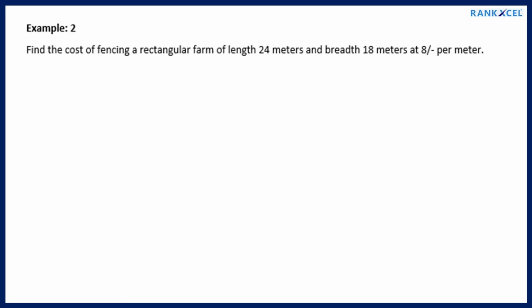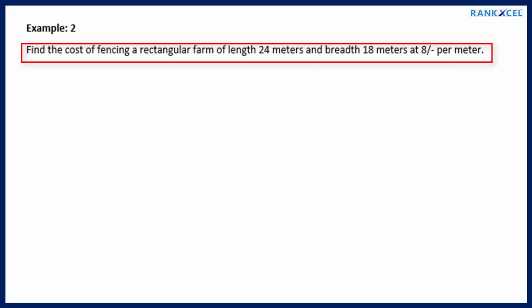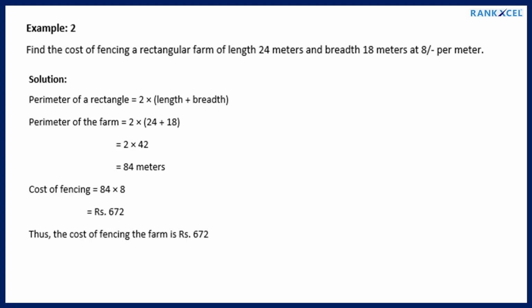Example 2. Find the cost of fencing a rectangular farm of length 24 meters and breadth 18 meters at 8 rupees per meter. Solution. Perimeter of the rectangle equals 2 times (length plus breadth). Perimeter of the farm equals 2 times (24 plus 18). Equals 2 times 42. Equals 84 meters. Cost of fencing equals 84 times 8. Equals 672 rupees. Thus the cost of fencing the farm is 672 rupees.